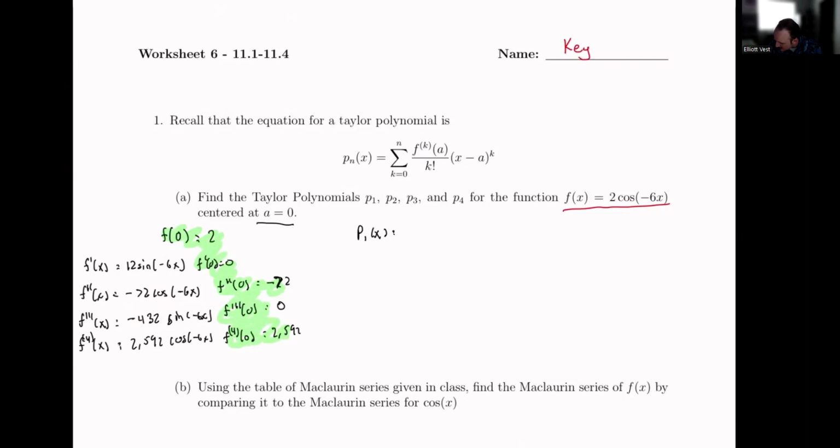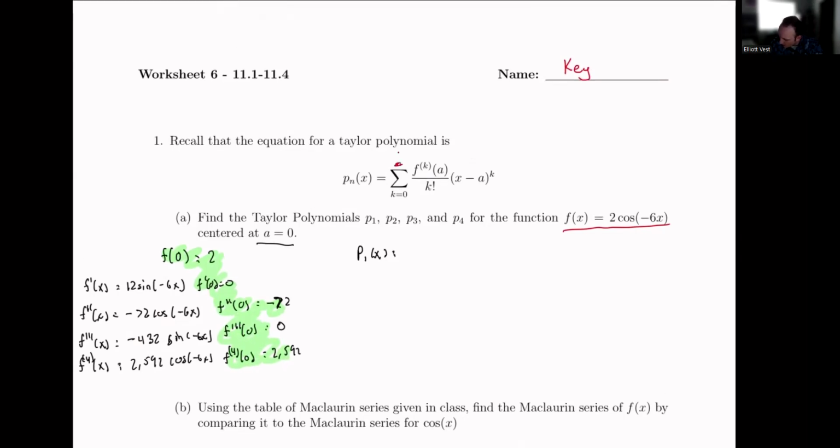P1 of x is going from 0 to 1, right? So I'm going to have the first term, which is f of 0. I'll write this one out, actually. So f of 0 over 0 factorial times x minus 0 to the 0, plus f prime of 0 over 1 factorial times x minus 0 to the 1, right? So you can plug in these numbers. I know f of 0 is 2, 0 factorial, x to the 0 power, so it's 2, plus the derivative is 0, so it's just 2 for this one.